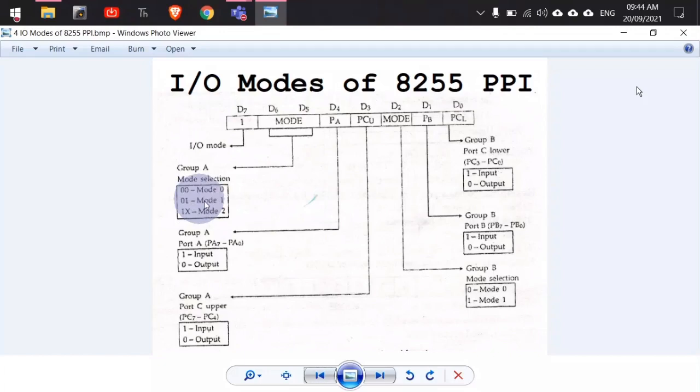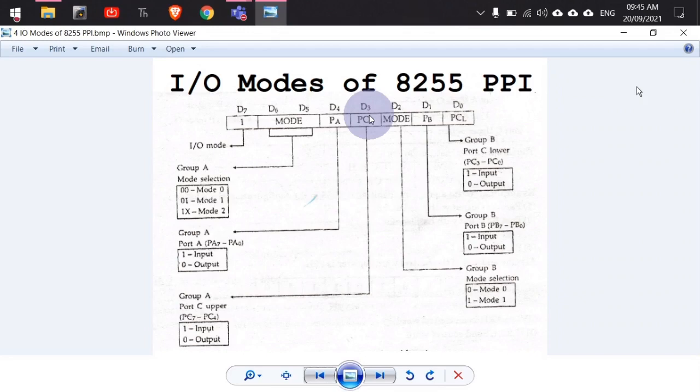Then port A is a special port, so that is why a PA bit is assigned here. Whether port A is working as an input port or an output port is decided by this PA bit. So if port A is input, you have 1, and if it is output, you have a 0 here. Similarly, you have port C upper, and whether it is working in input or output mode will be decided by this 1 or 0. This port A and port C upper will be called group A.